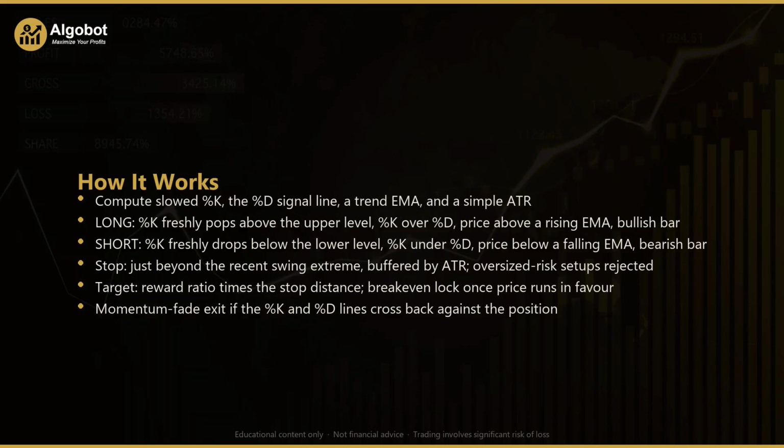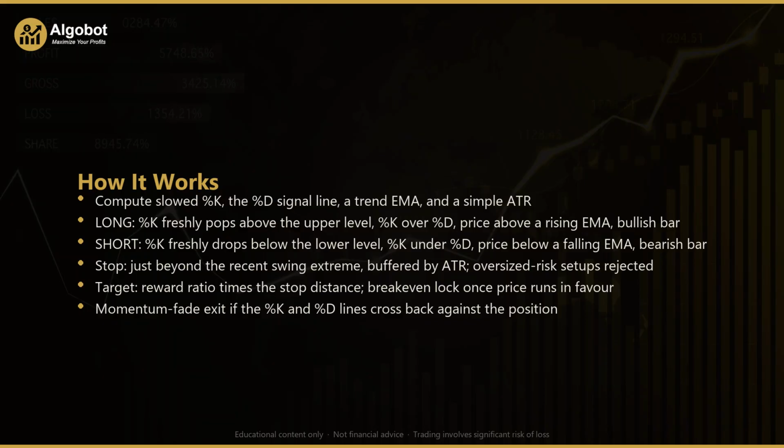Now the long setup. Four conditions must line up together. The fast line must freshly cross above the upper level, meaning it was at or below the level on the prior bar and above it now. The fast line must be leading the signal line, so %K sits above %D, confirming upward momentum. Price must be above a rising trend EMA, so the pop agrees with the trend rather than fighting it. And the igniting bar itself must close bullish. When all four align, the EA signals a buy at the ask.